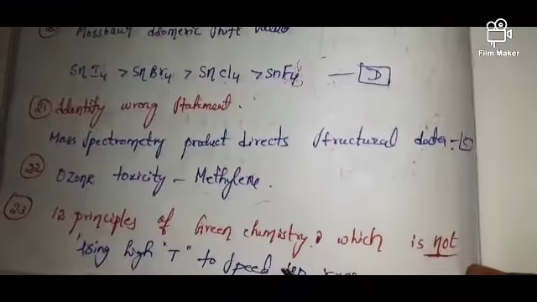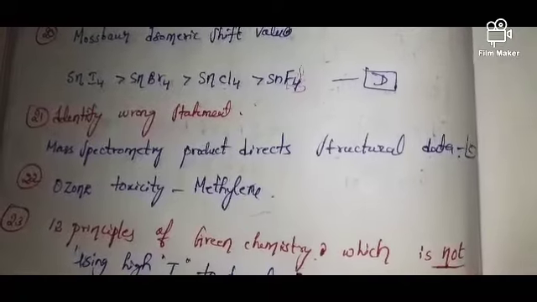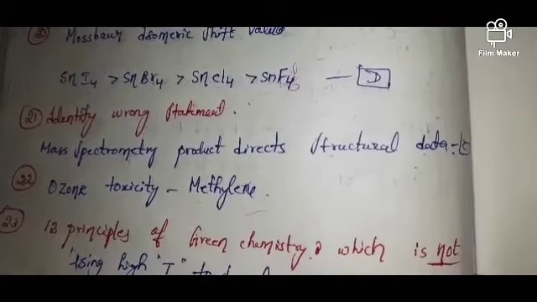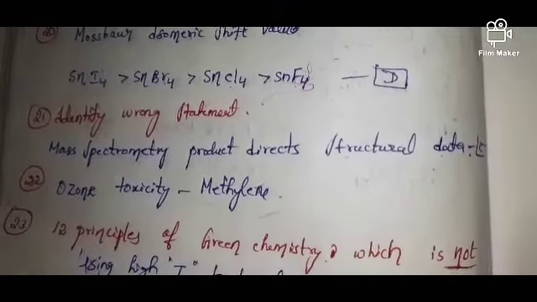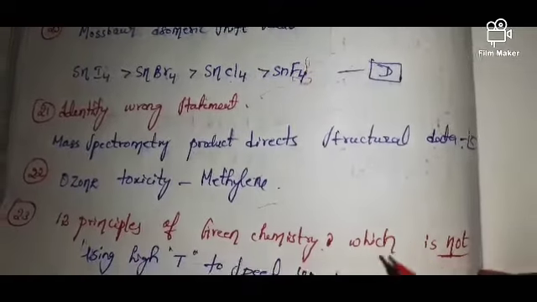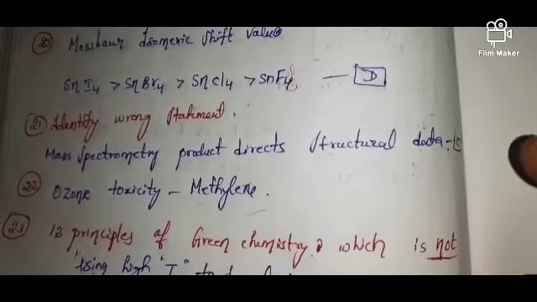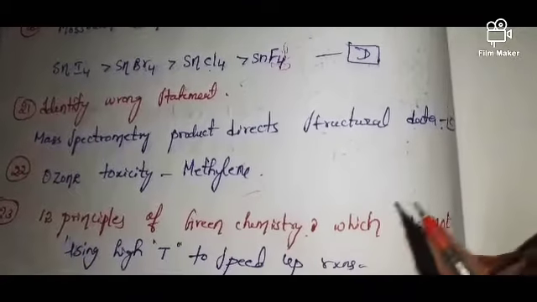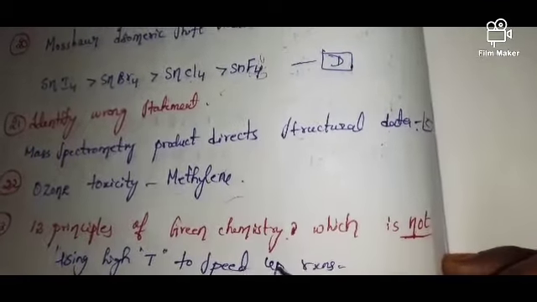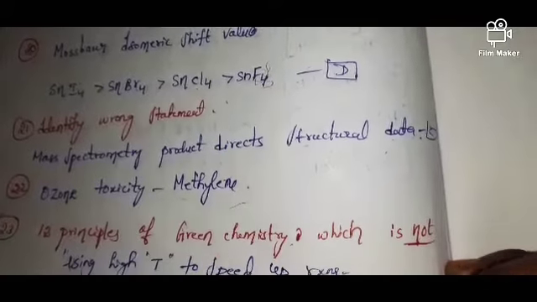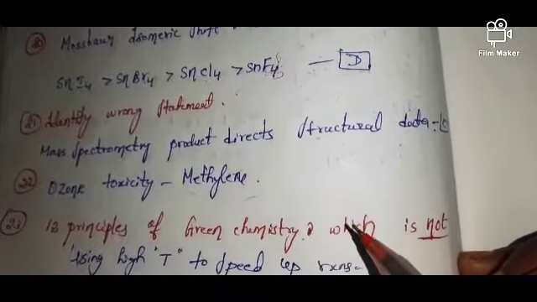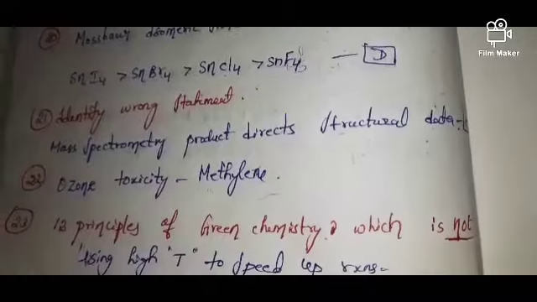Next, 12 principles of green chemistry. In green chemistry 12 principles are present, and we should try to remember those 12 principles, friends. Here they asked which is not a principle of green chemistry. Using high temperature we can speed up the reaction. So this is not the correct statement, friends, because this is not a principle mentioned in the principles of green chemistry.